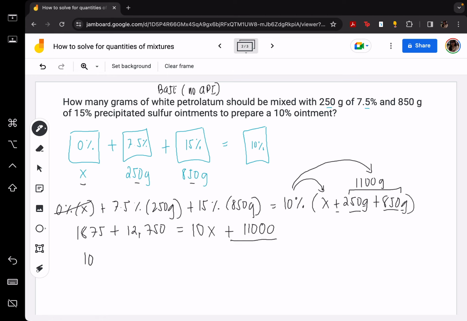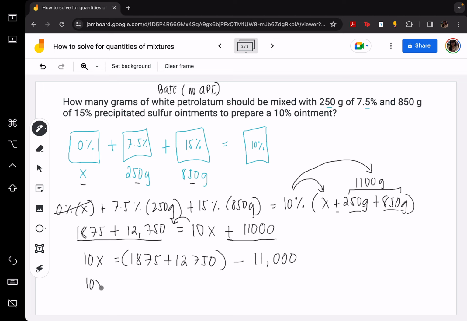You can just simply flip this, 10x is here. Just copy all the numbers you see here. Just flipping, okay? And then this one becomes a minus sign because you're transferring your 11,000 to the other side. Remember? So that means 11,000 becomes a minus sign.